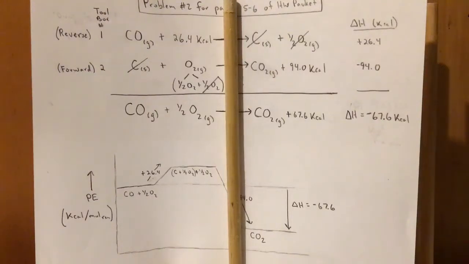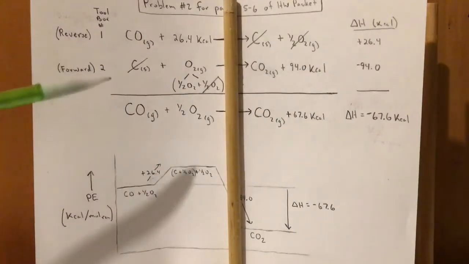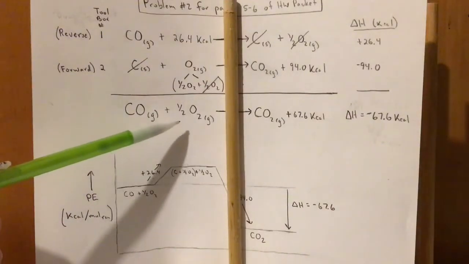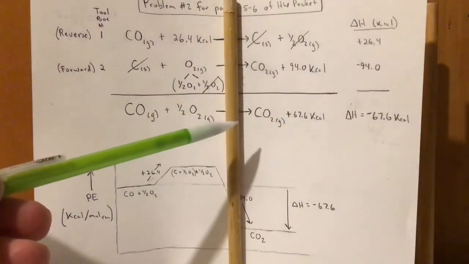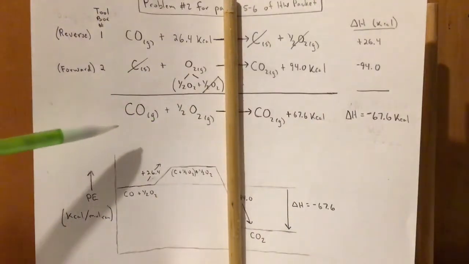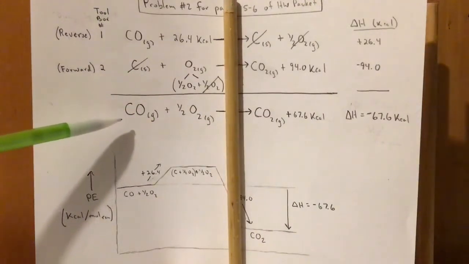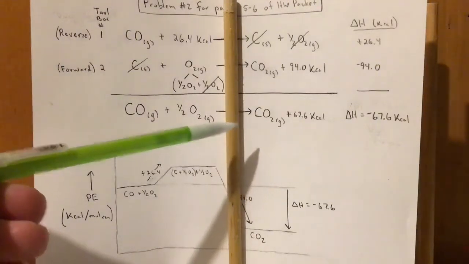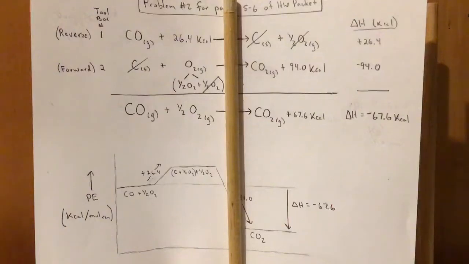In this video, we're going to look at problem number 2 in your homework packet for the problems on pages 5 and 6. The problem they give is talking about taking carbon monoxide, which is CO, combining it with oxygen and forming CO2. Now, remember we're talking in terms of moles, so we can have 1 mole of CO combined with a half a mole of O2 forming 1 mole of CO2.